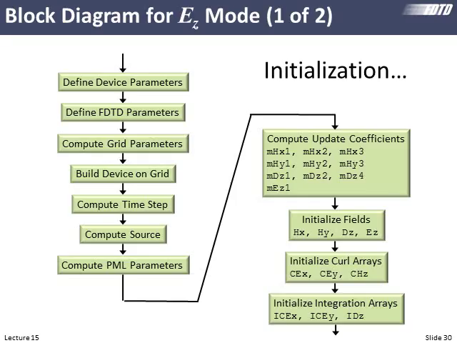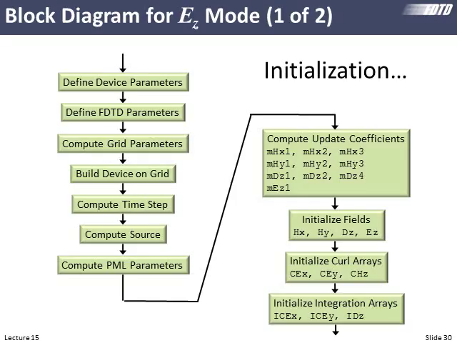What type of grid resolution do we want? What type of time resolution do we want? Given that dashboard, we're done. Now we'll start calculating things. We'll calculate our grid parameters. This is grid resolution. We snap the grid to critical dimensions. We calculate how many points on the grid we have. Then we'll build our device on the grid. Then we can calculate our time step. Then we calculate our source, probably a Gaussian source.